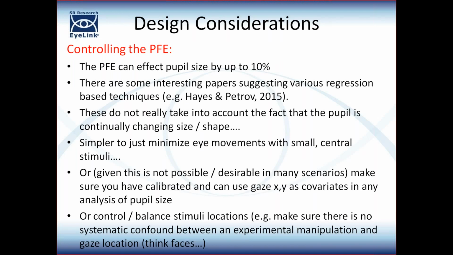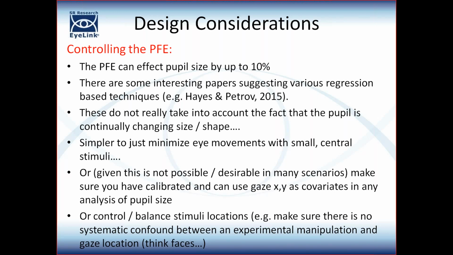How do you control for the pupil foreshortening effect? As I've said, this can impact pupil area data or pupil size data by up to 10% at its most extreme. Generally, it's smaller than that. People have published interesting research going along the idea that if you take an artificial eye, or even a real eye, you can measure what the effect is on reported pupil and then create regression equations and use those to regress out, if you like, the foreshortening effect's impact on your data.